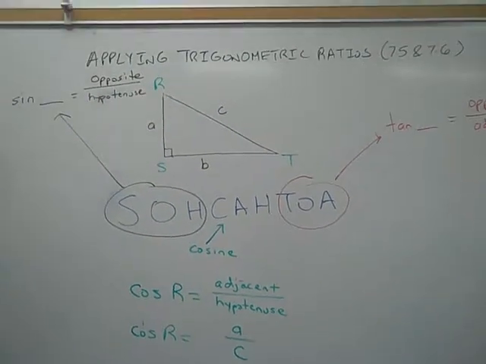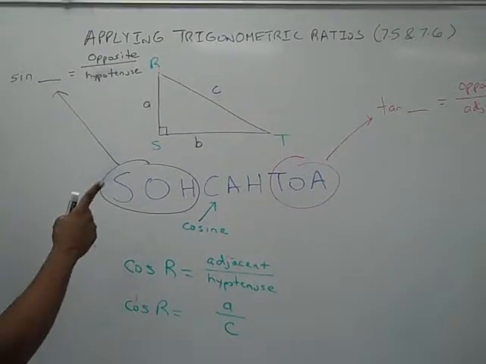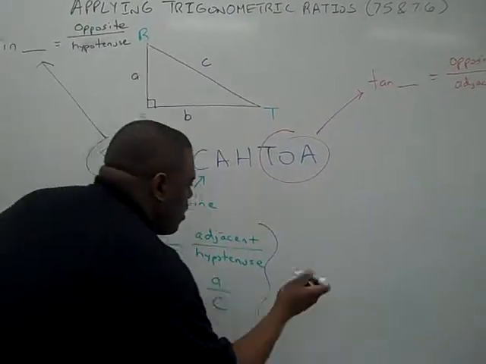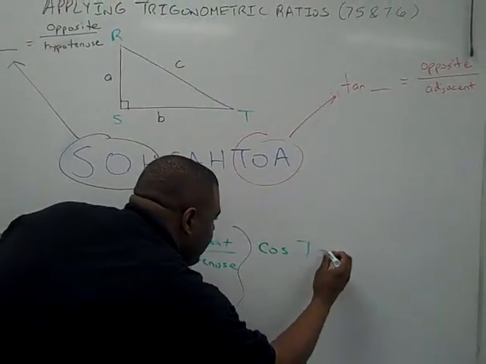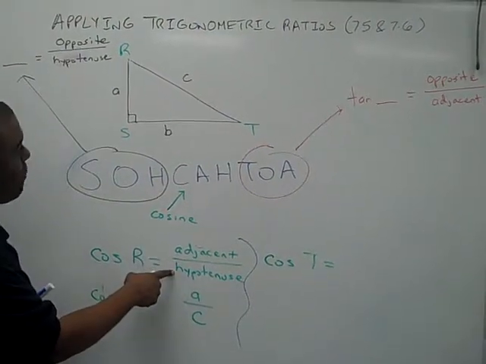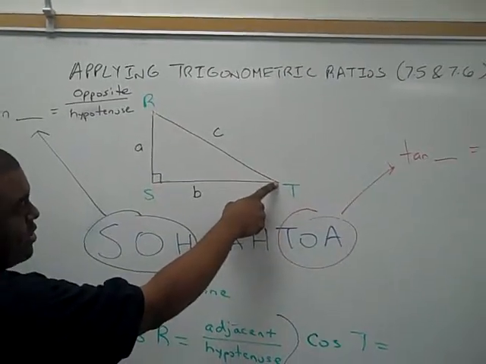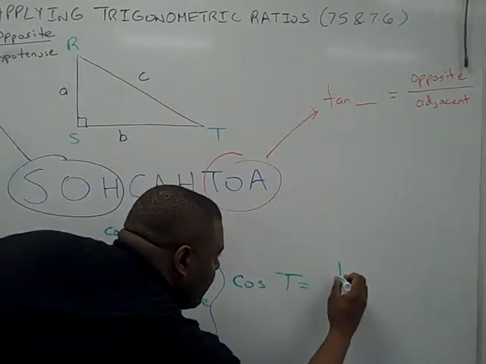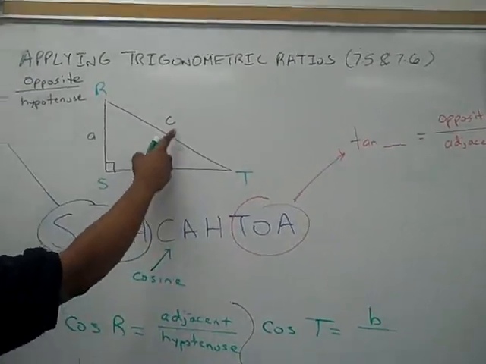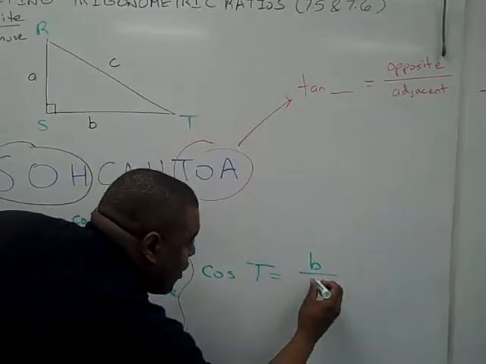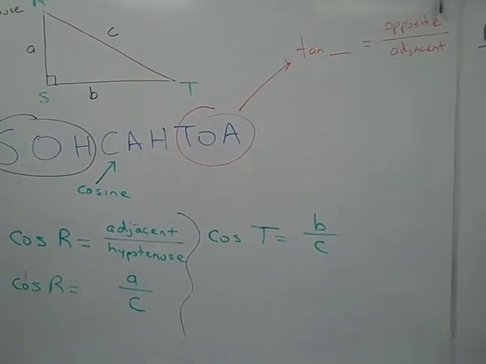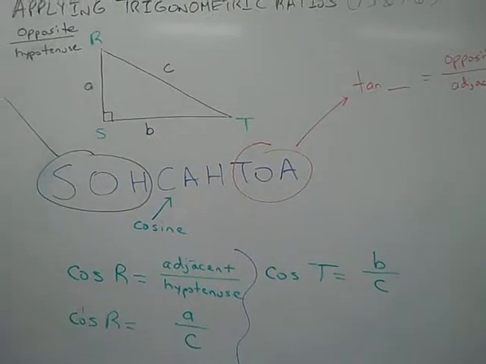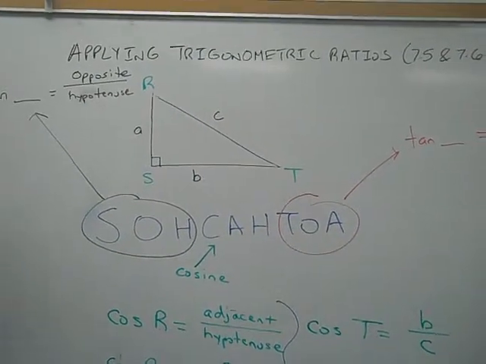Should be able to. Let's talk about angle T again. So angle T, cosine, would be, again, the adjacent of the hypotenuse. So the adjacent, adjacent to angle T, would be B over the hypotenuse, which of course is C. So the cosine of angle T is B over C. All right? Now what about the cosine of the right angle, cosine of angle S?